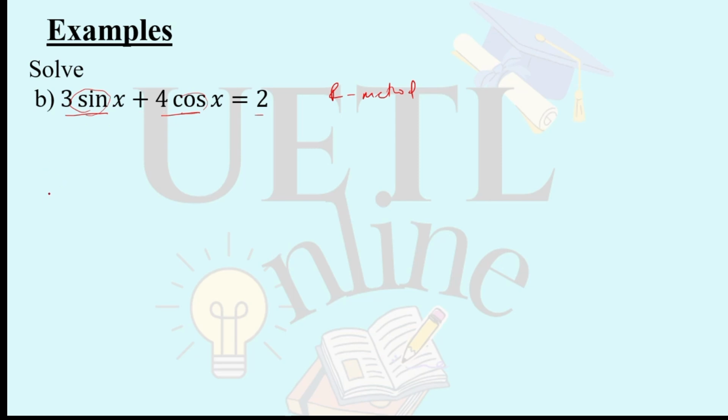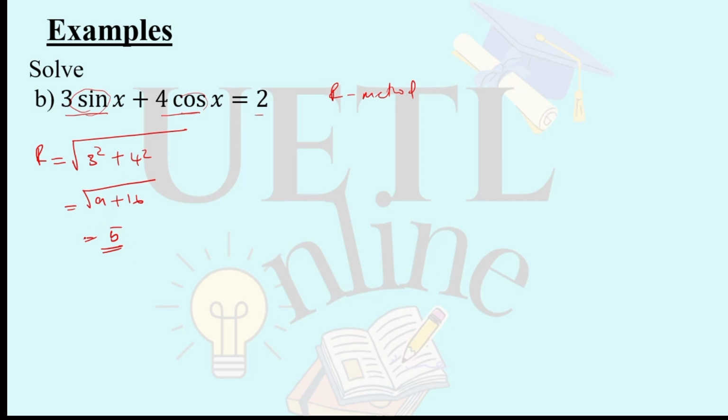The first thing is to find R. So how do we find R? R is equal to the square root of 3 squared plus 4 squared, so we get root 9 plus 16. If we add this, we get root 25, and root 25 is 5. So this means that our R value is 5.